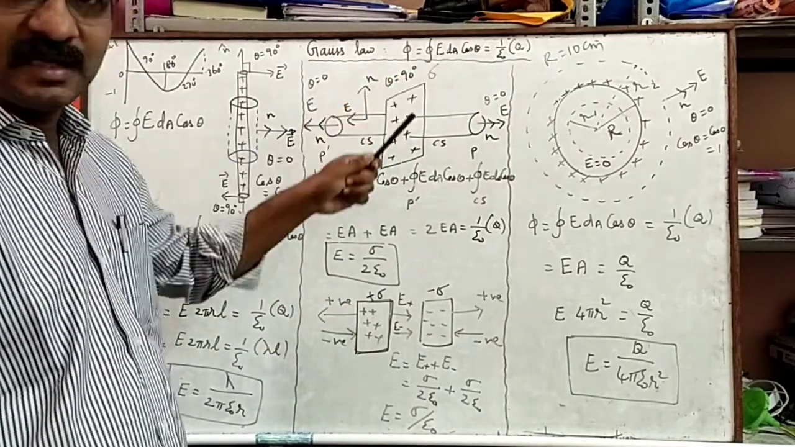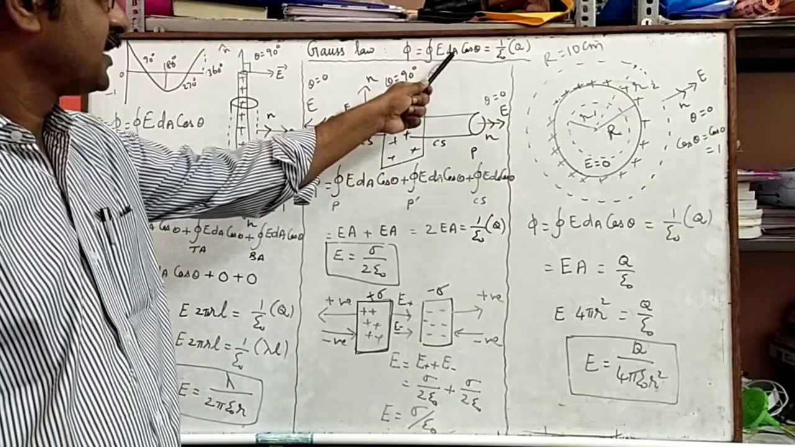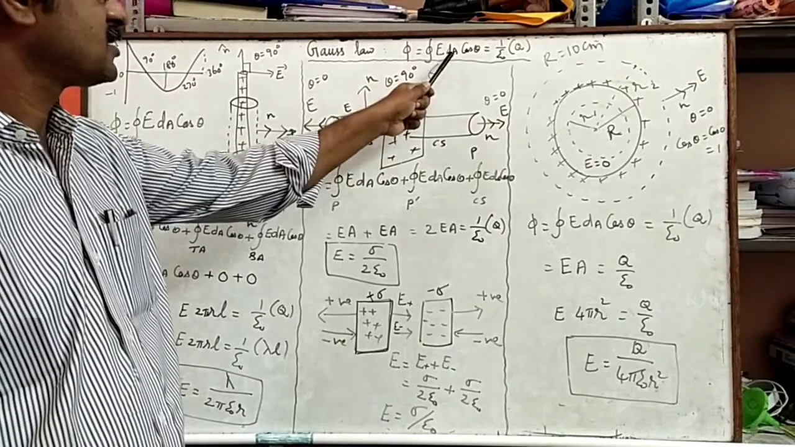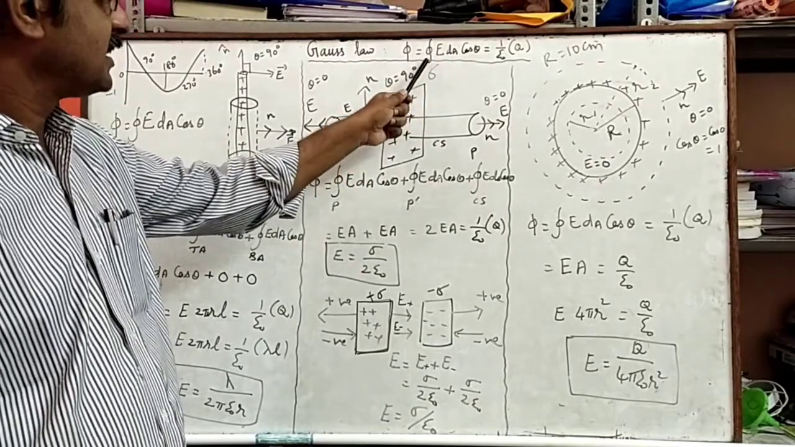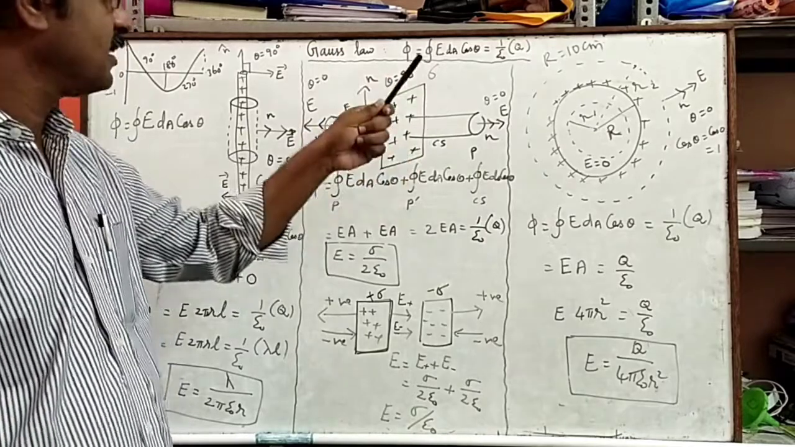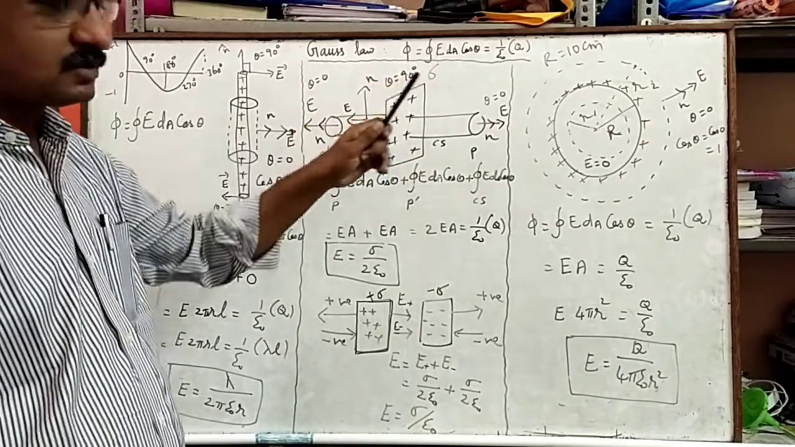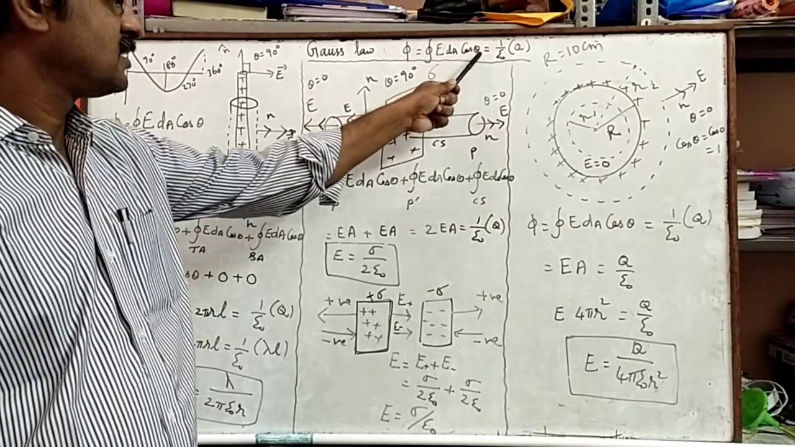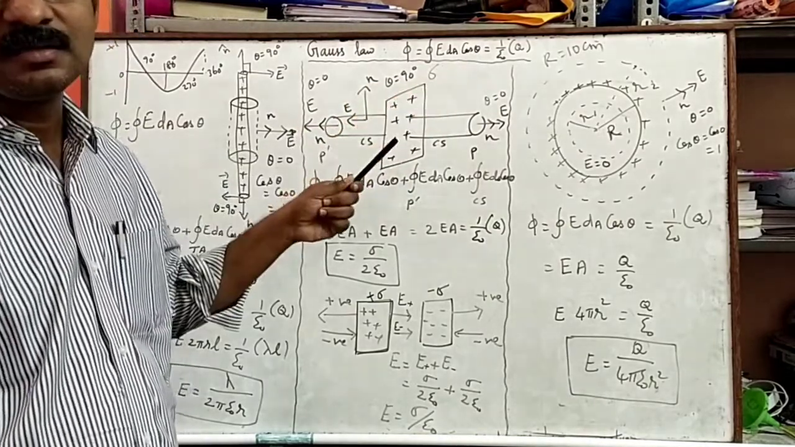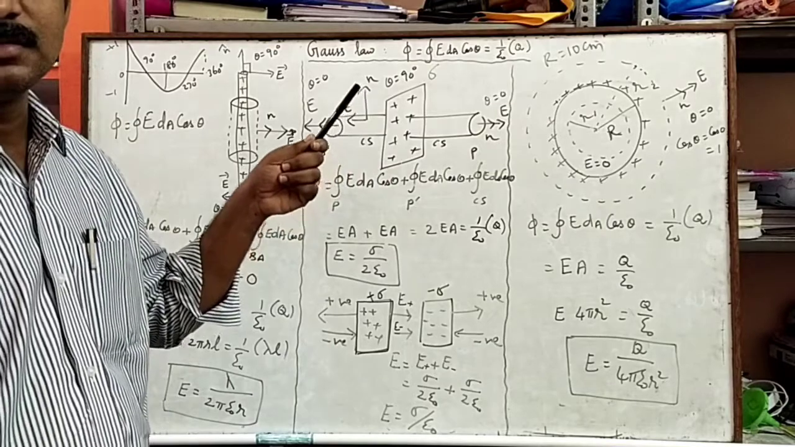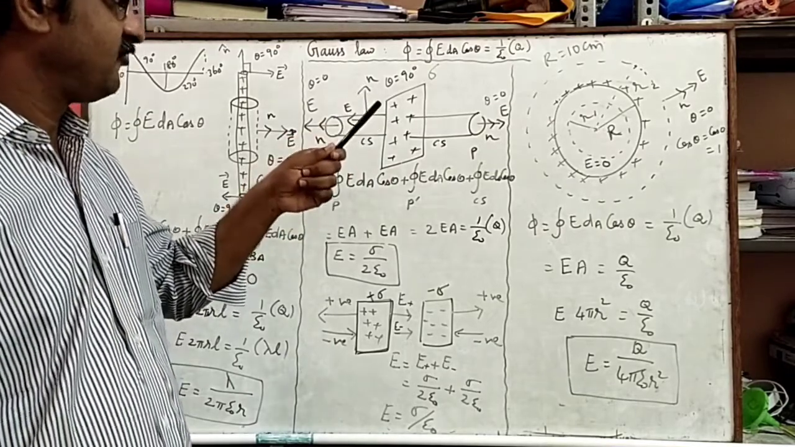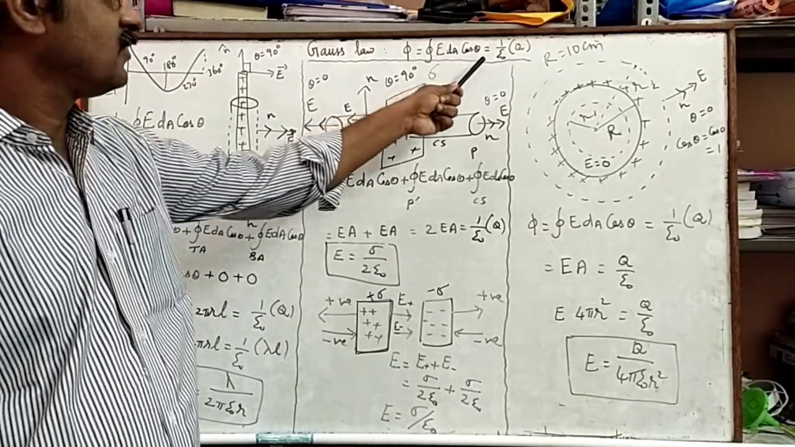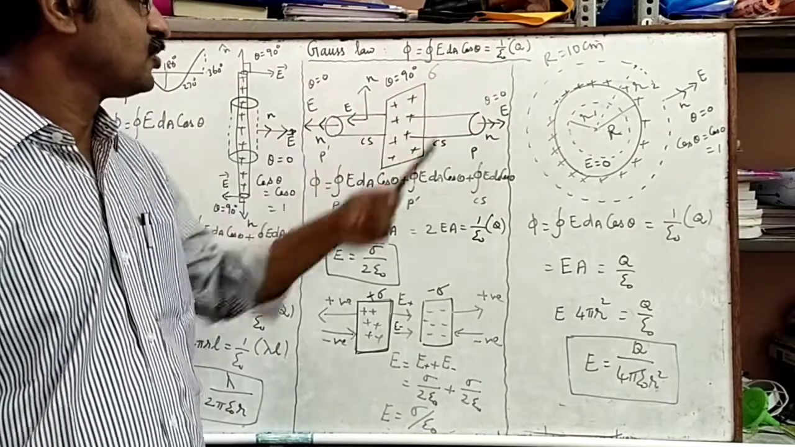E stands for electric field. dA is small portion, small area. Integral dA will give us total area. In case of closed surface, we are going to use closed integral. Cos theta, theta is angle between normal to the surface and the electric field. That's equal to 1 by epsilon naught times total charge enclosed by the surface.